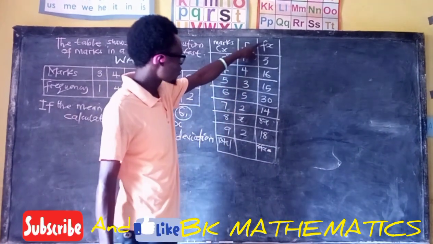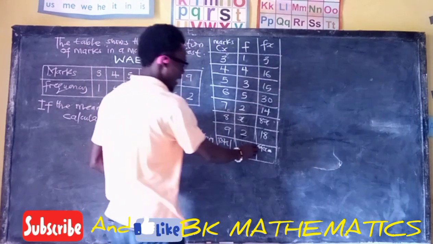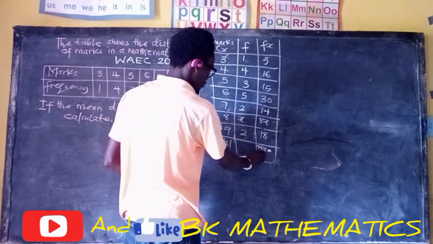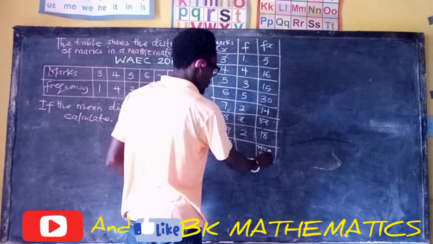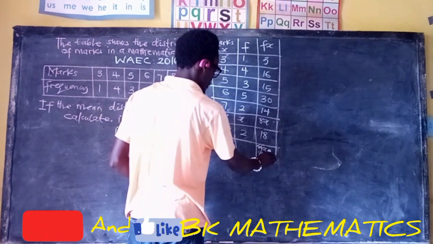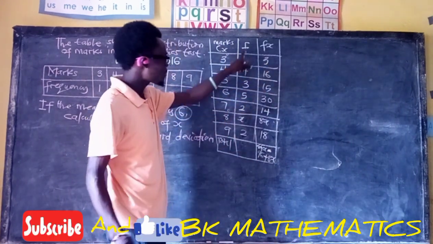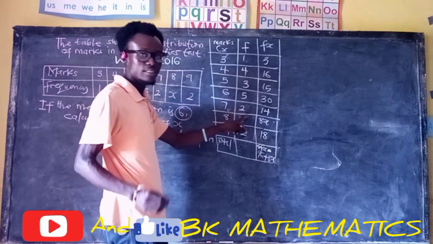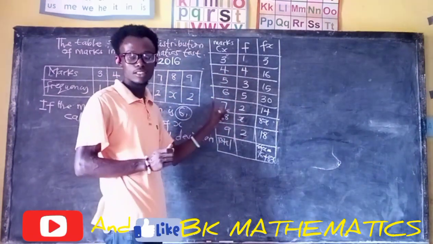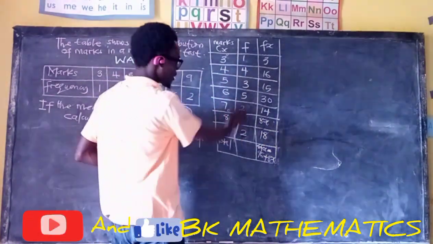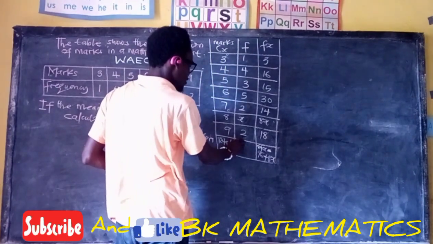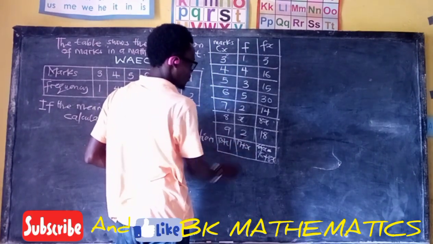Then, if you are adding these, we have sigma fx. Adding the numbers, you are going to have 96 plus 8x. The same thing with the frequencies: add the numbers, just leave the letter first because it is not a number. You skip it. Now adding these gives you 17 plus x.